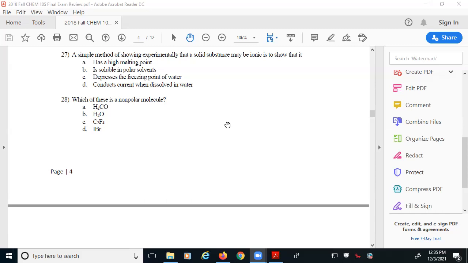For number 28, just as a review, what do I look for when I'm trying to find nonpolar molecules? What distinguishes a polar molecule from a nonpolar molecule? Right. Symmetry. Polar molecules don't have it.